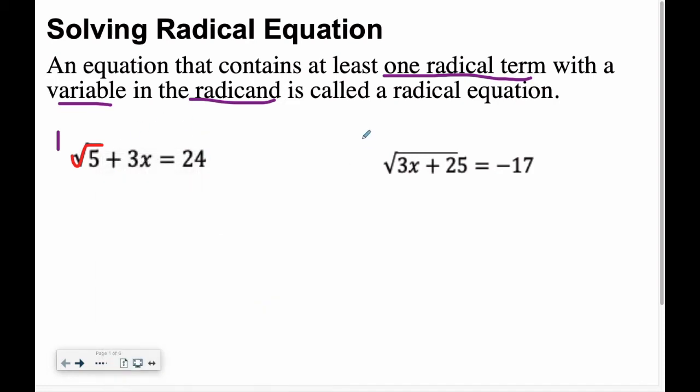Let's take a look at this one, number 2. This is a radical equation. You have a variable, x, underneath your radical sign, so that makes it a radical equation.